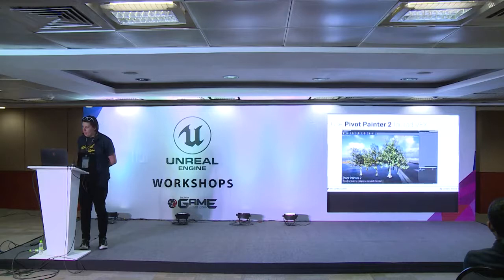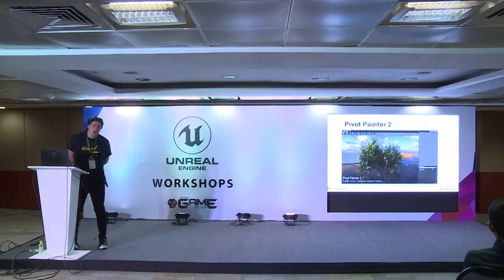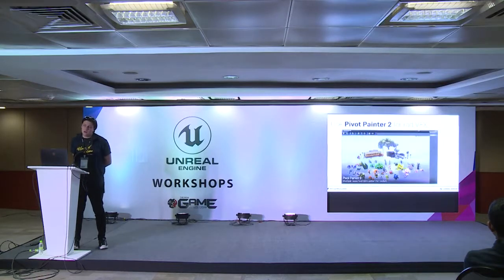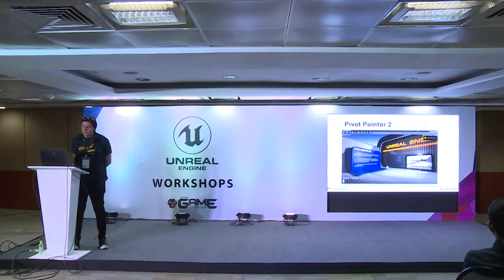The next thing is Pivot Painter 2. This is a really powerful tool. Epic actually released a bunch of 3ds Max and Maya scripts that are just in the engine folder of your builds. A lot of folks don't know that these exist, but you can open them up and do all sorts of crazy stuff. What's great about this is that Pivot Painter 2 actually saves out the object hierarchy.